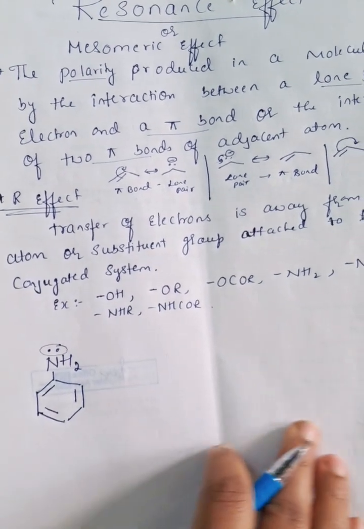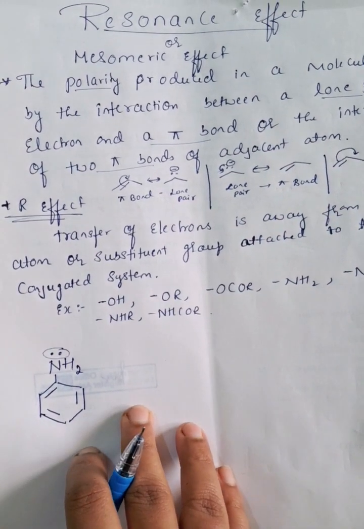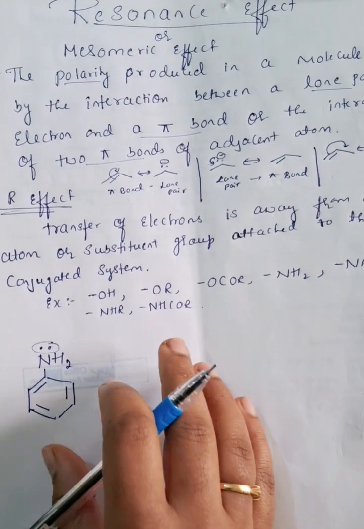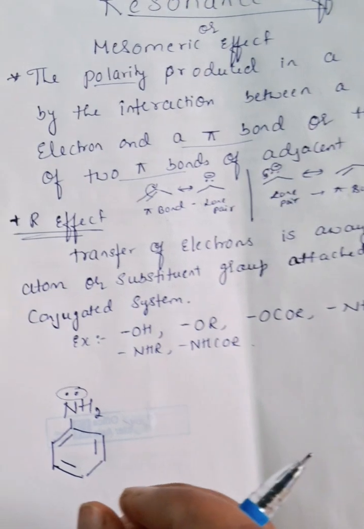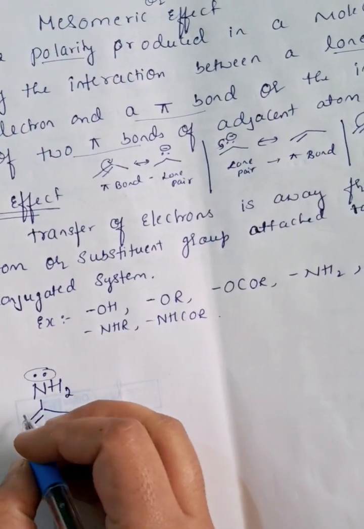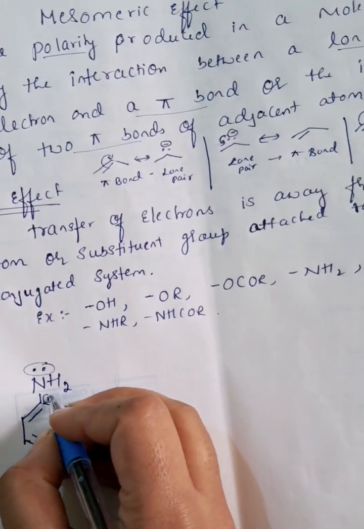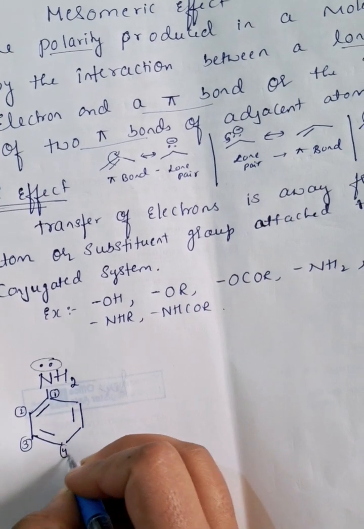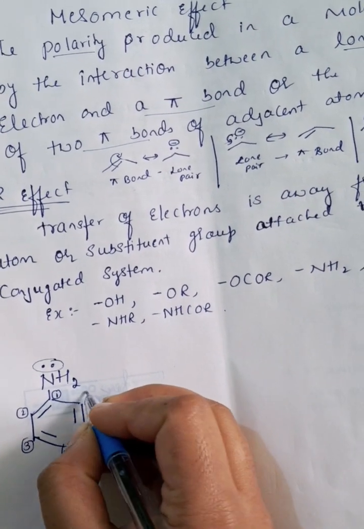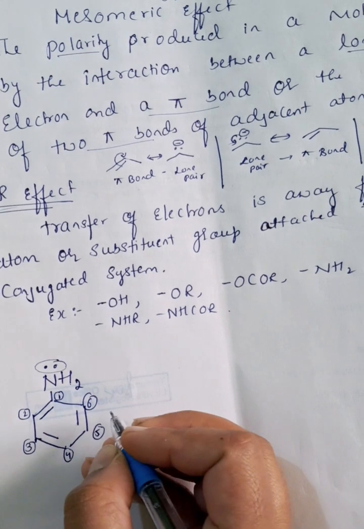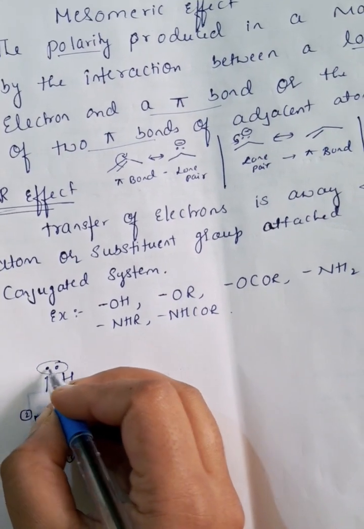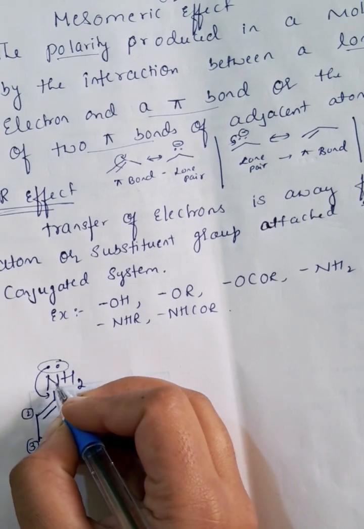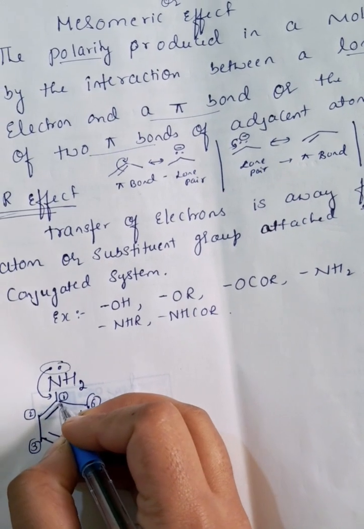Now let's see how the resonance is taking place in case of aniline. So there are 5 steps to be followed, and it's very important as per the exam. So kindly pay attention. First of all, I will make a note of the carbon atoms so it becomes clear. So carbon 1, carbon 2, carbon 3, 4, 5 and 6. So we need to shift the electrons. So this lone pair of electrons is going to first shift to the bond between the nitrogen and the first carbon atom.